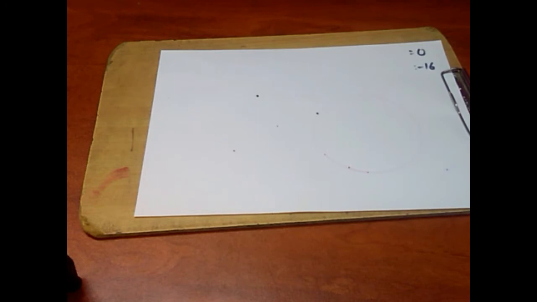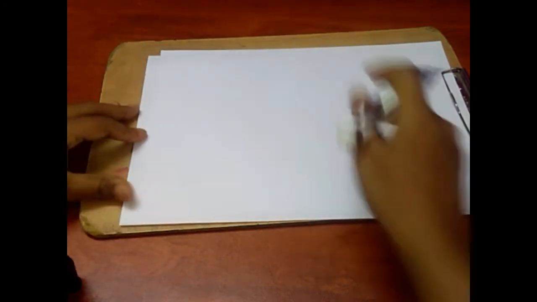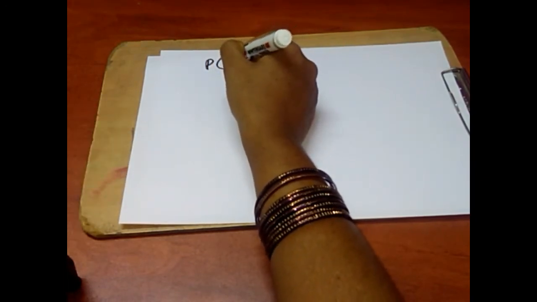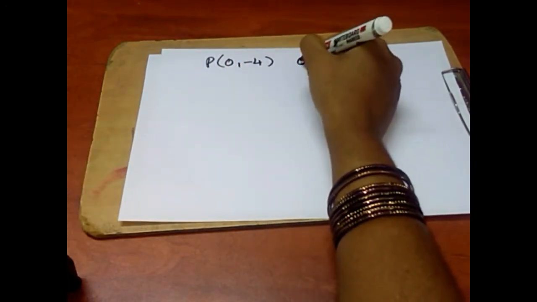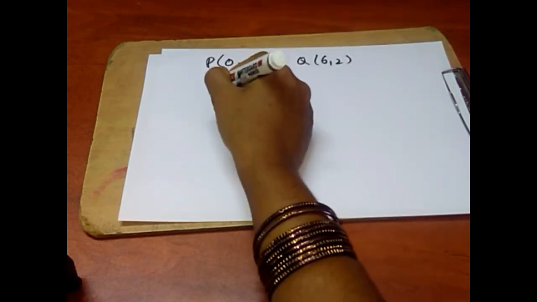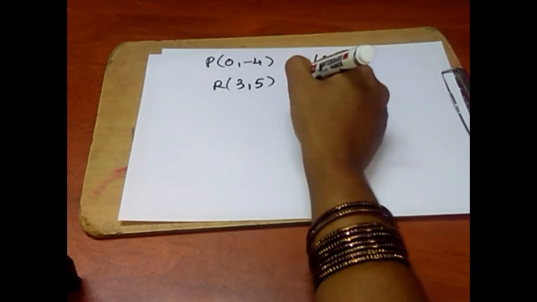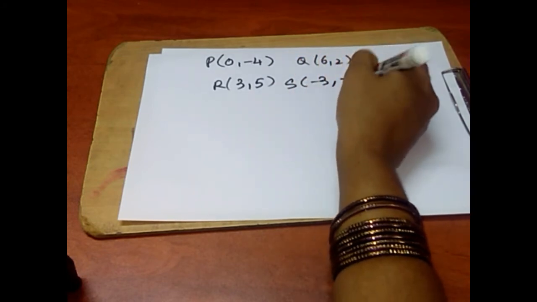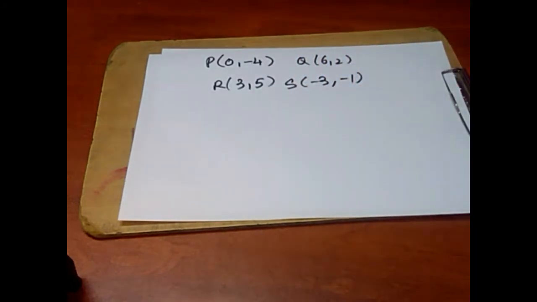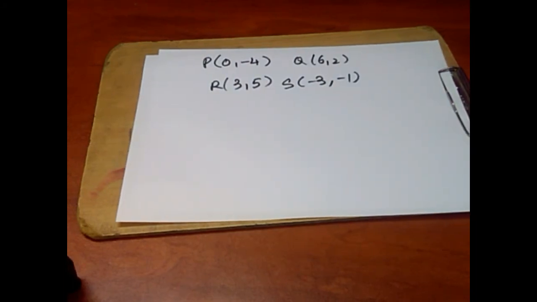Prove that the points point P, which is given as 0, minus 4, point Q 6, 2, point R 3, 5 and point S minus 3, minus 1 are the vertices of a rectangle PQRS. So here very simple and very much easy to calculate whether they are the sides of a rectangle or not. Note down children, how do you find that they are the sides of a rectangle?